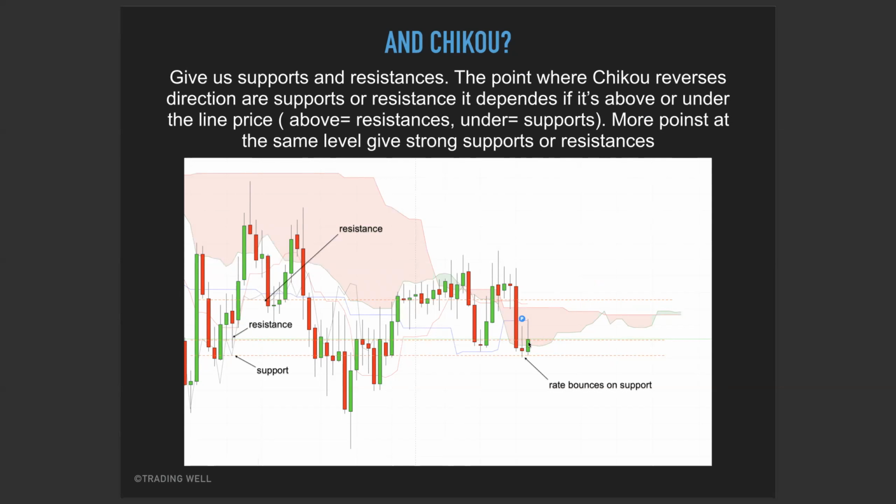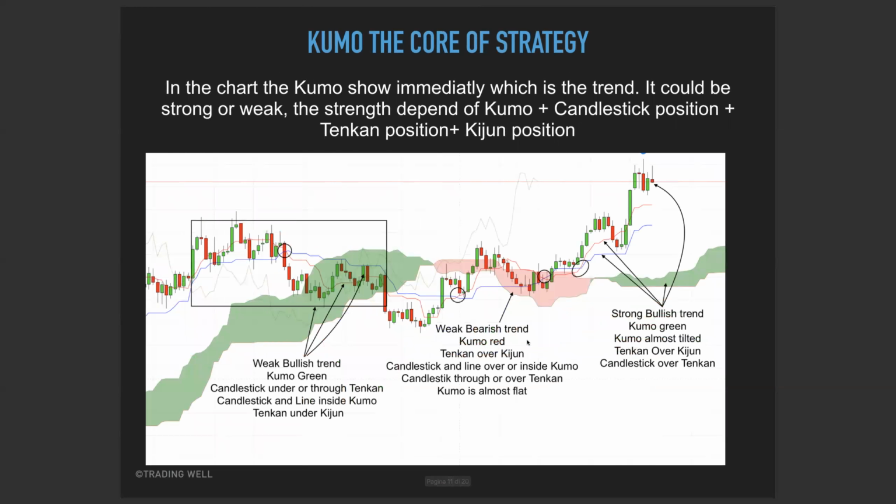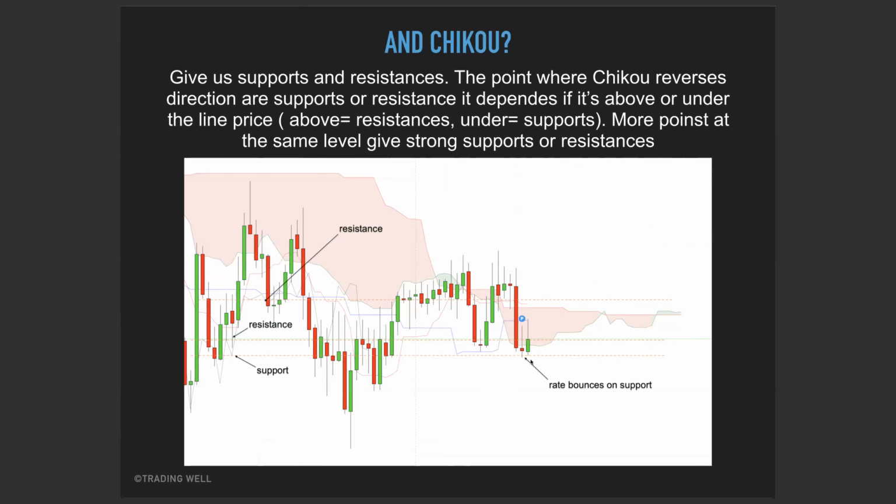For example, here at the present price line, have broke the resistance, go up, and after come back to this point. Here we have a support because the price line is above, the Kijun is under the price line. So this is a support.